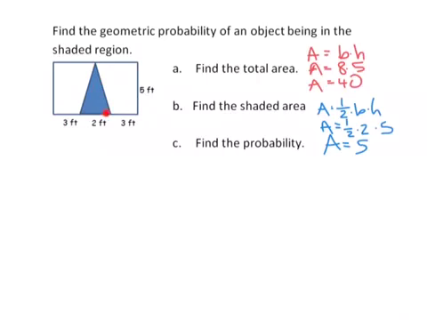Well, there's 5 square feet of area that would be success, and there's 40 square feet total area. So our answer is 5 out of 40. In other words, 1/8. So there's 1 out of 8 chances that we will land in the shaded region.